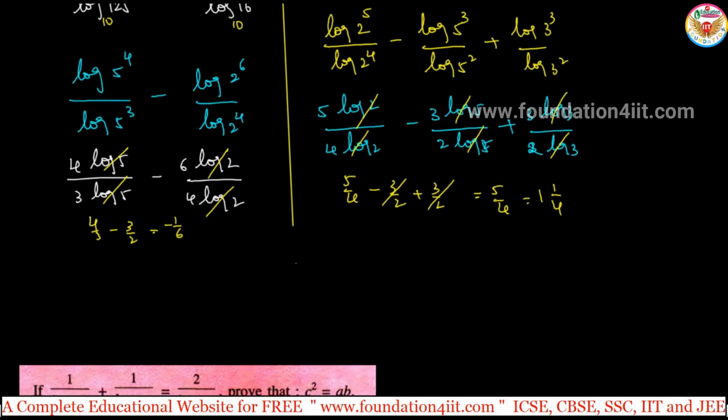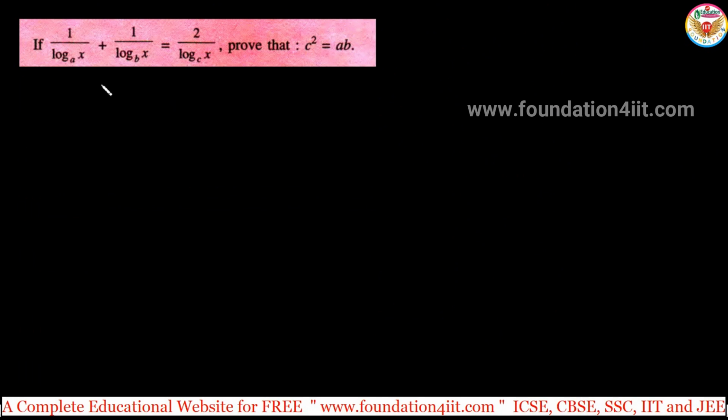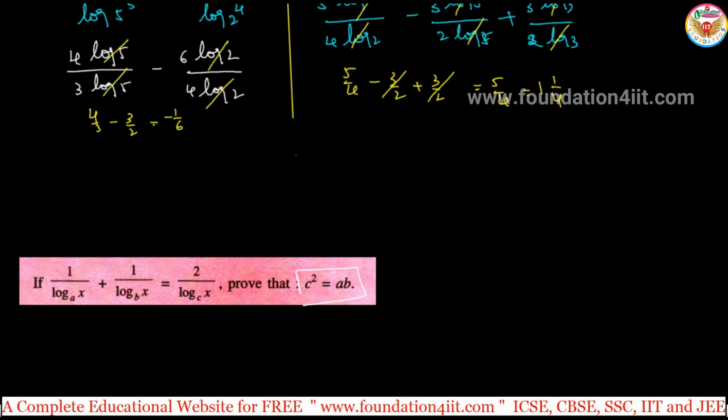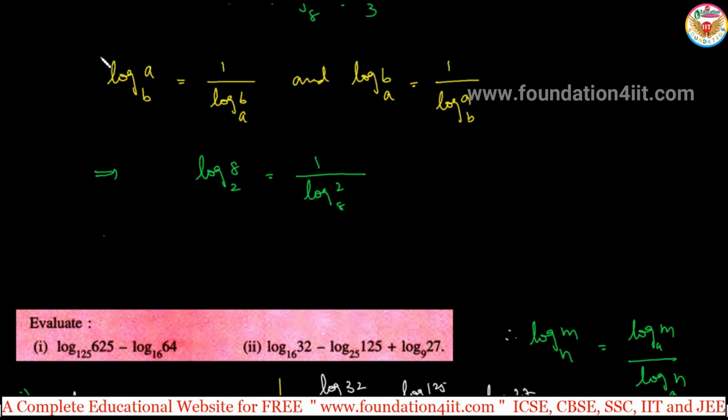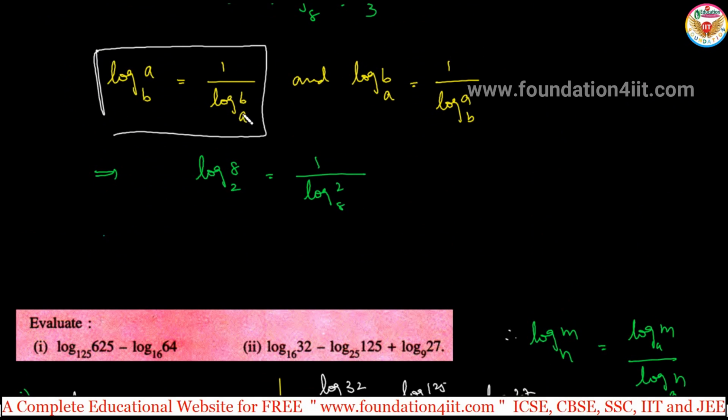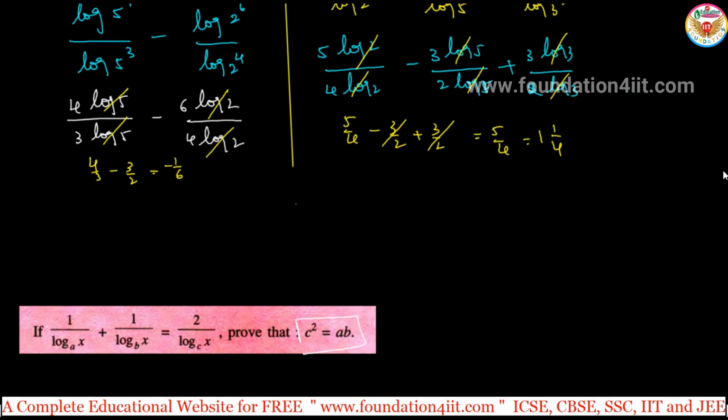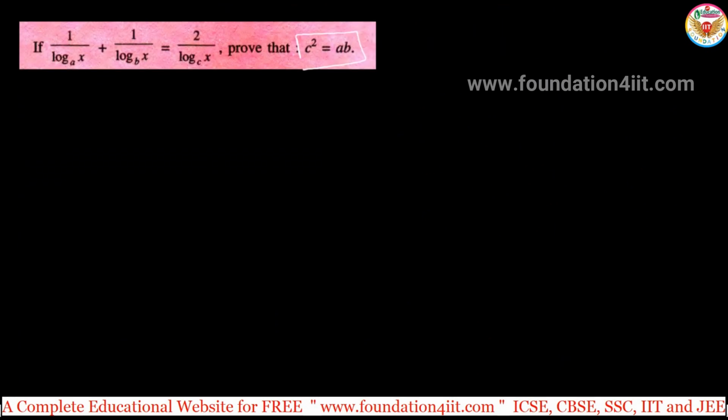And a similar type, one more last problem. If 1 by log x to the base a plus 1 by log x to the base b is equal to 2 by log x to the base c, we have to prove this. The previous formula we discussed at the start: log a to the base b you can write as 1 by log b to the base a. If we change, the positions will be swapped. Same logic we will apply here.